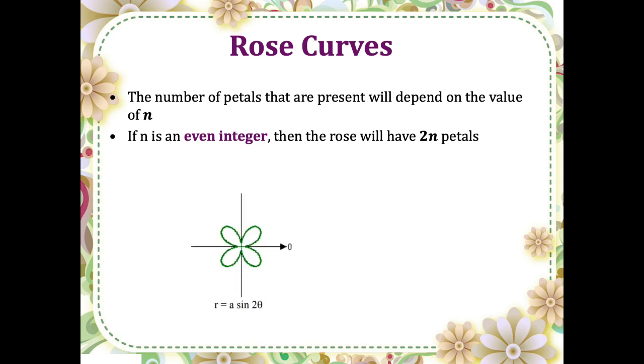If n is an even integer, then the rose will have 2n petals. The graph shown, r equals a sine 2 theta, where n is equal to 2 and 2 is an even number. So the number of petals is 2 times 2 equals 4.